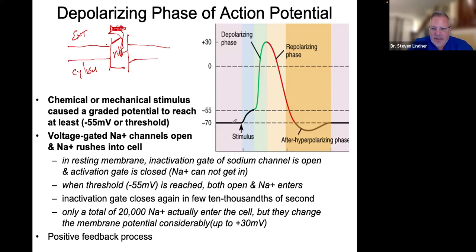This is when you go from -70 and you start to move in this direction, but not too quick, right? It's a slow bump up till you hit threshold. Enough sodium comes in where you hit threshold, that's when the activation gate opens, and now all the sodium rushes in. That creates that huge upward spike. Then the sodium gates start to close over here. When the sodium gates close, the potassium starts to open, and that's when you start moving this way in a more negative direction.